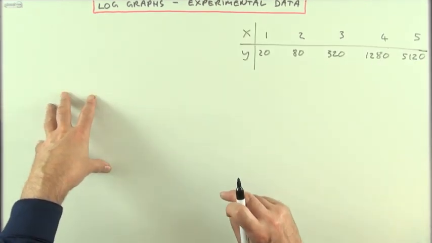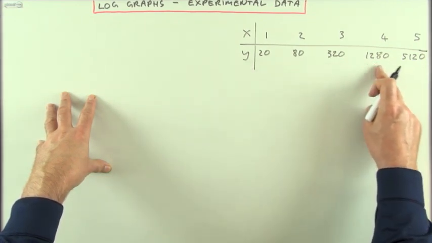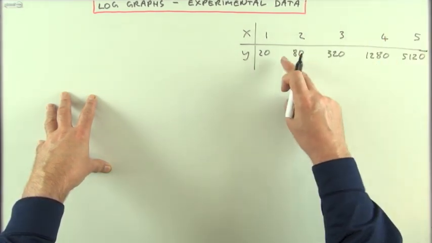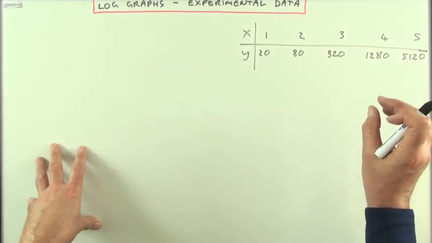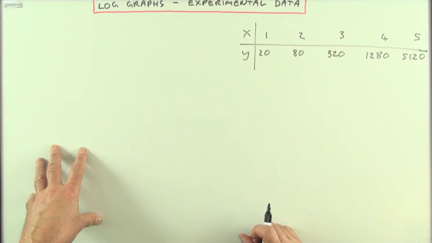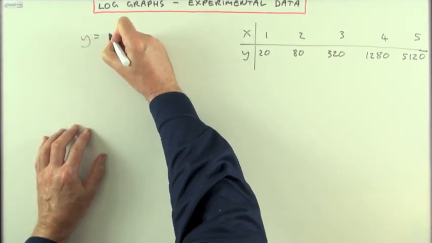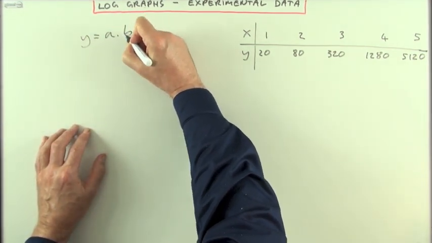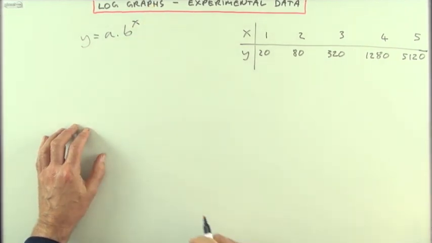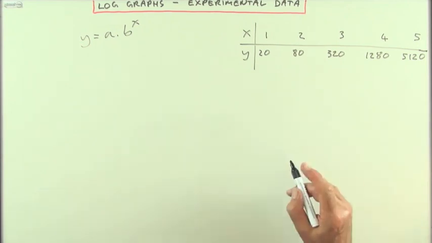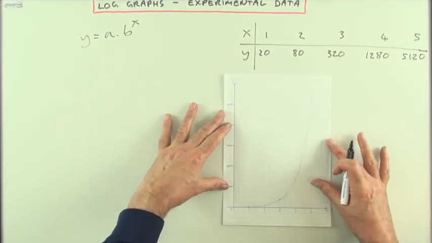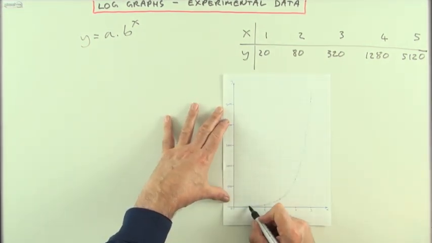Now what about the other type? What happens if the connection between them, and you can see it's not linear here because those are equal increments but those aren't. What happens in the connection between them is a variable power rather than a fixed power. What if the connection between them is something of the form of a times some fixed base but a variable power? In other words, an exponential equation. Let's just draw a graph of that and see what the difference is. So here's the graph.